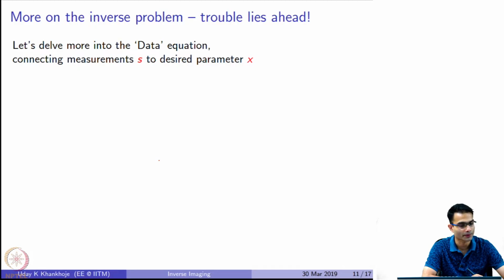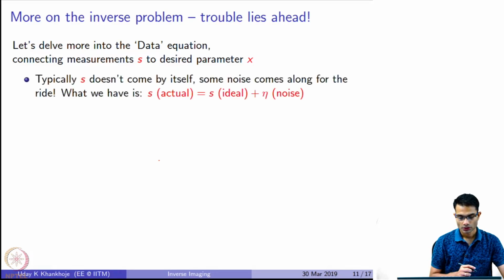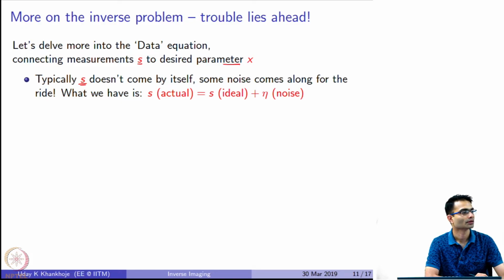Let's look at this data equation. What all challenges are there in this inverse problem? This data equation S is connecting the measurements to the desired parameter. We have seen that. Now S of course does not come by itself. What comes with it? Noise, right? So the S actual contains the ideal measurements and noise.